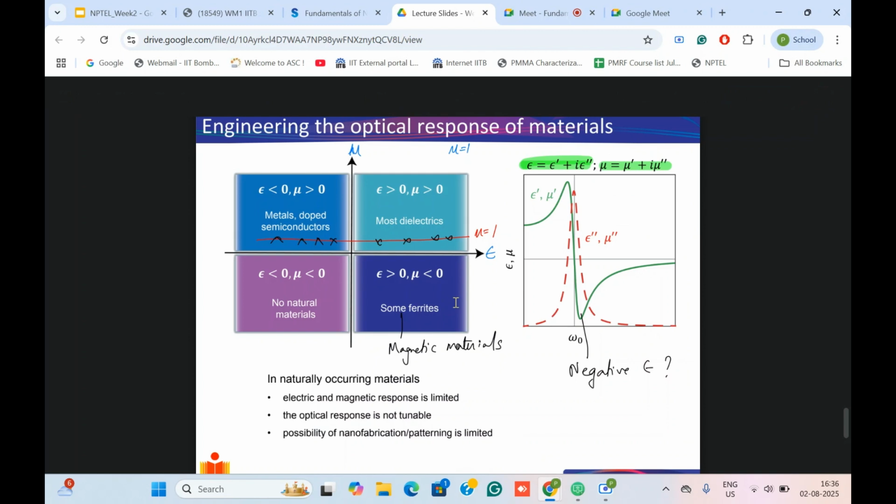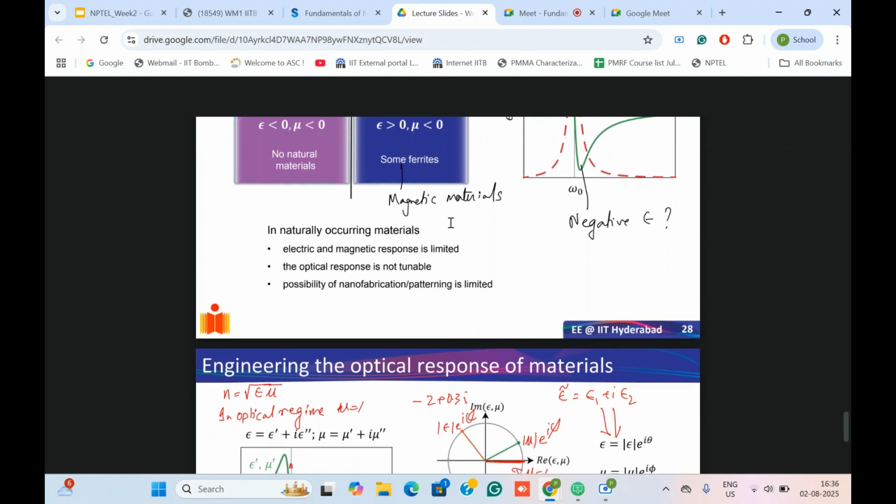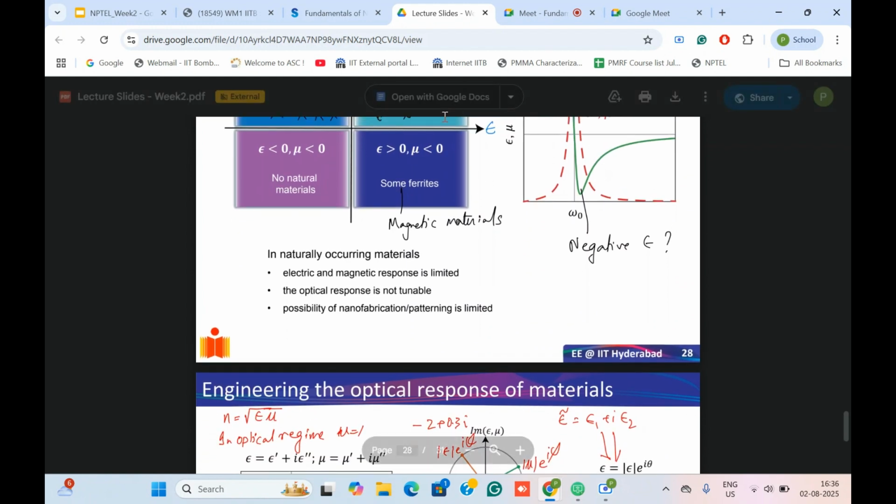Then if epsilon is positive but permeability is negative, there are also some naturally occurring magnetic materials which come in this category, like some ferrites. Now in the last, or fourth, quadrant, epsilon is negative, like permittivity is negative, as well as the permeability is negative. What does it mean? So negative epsilon. Such material doesn't exist in nature. So we fabricate our materials such that we can get this.